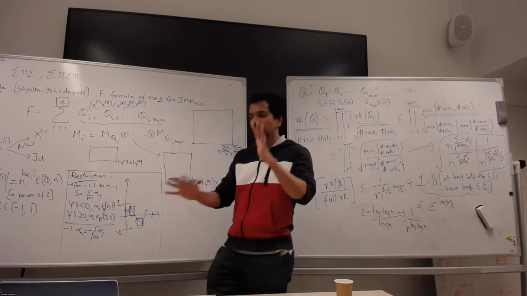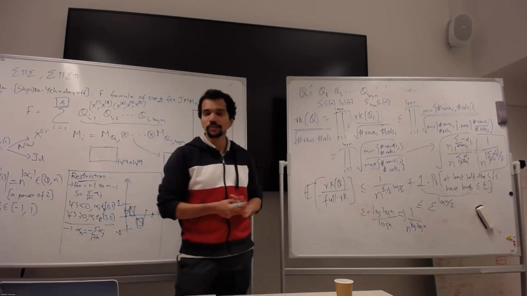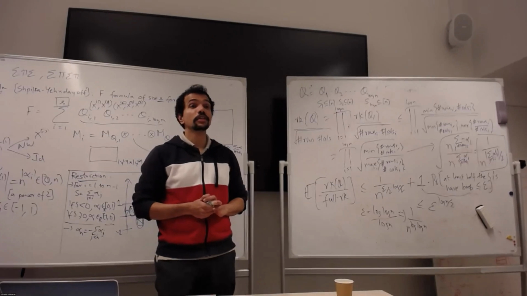So there are two terms here. If you balance them out, then you get the right bound, which is 1 by n to the log. Yes, I'm a little confused.